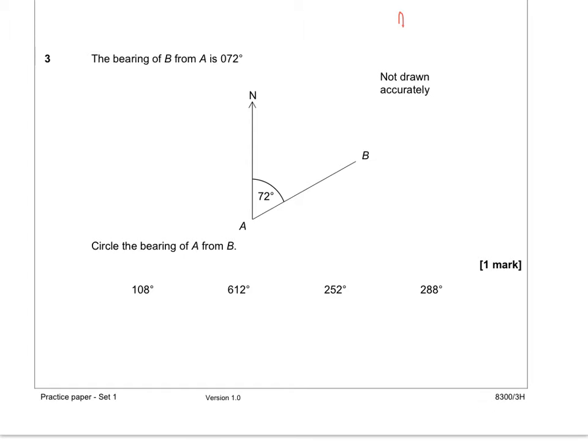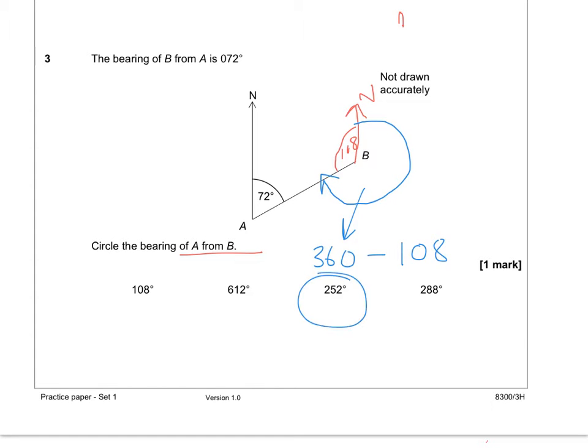Question 3. The bearing of B from A is 072 degrees. Circle the bearing of A from B. We are starting from B, so from the north line of B, which is a vertical line upwards. We go round in a clockwise direction until we hit the line joining us to A. So the bearing is this angle here. Now, angles on a straight line add up to 180 degrees, so this angle here is 108 degrees, which means that the bearing here is 360 subtract 108 degrees, which is 252 degrees.